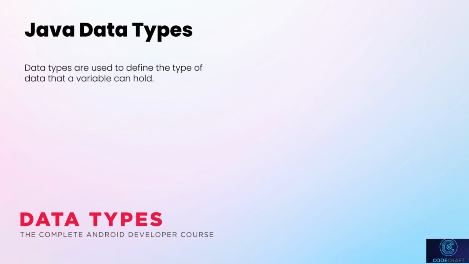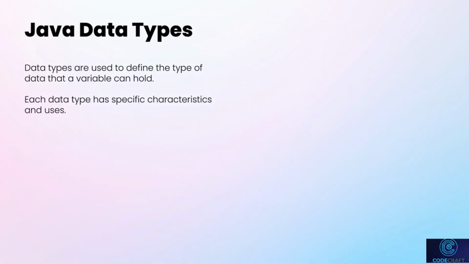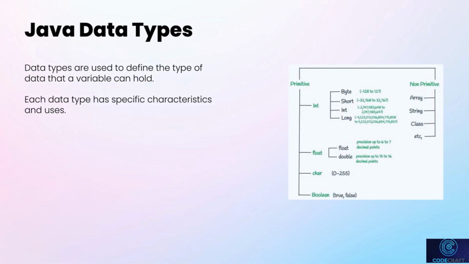Welcome back. In this video, we'll learn about Java data types. Data types are used to define the type of data that a variable can hold. Each data type has specific characteristics and uses. Java has two categories of data types: primitive data types and reference or non-primitive data types.